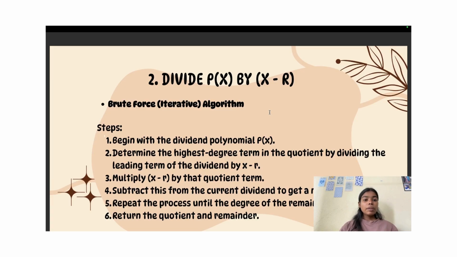This is polynomial long division. We will divide the highest term by x minus r, multiply and subtract from P(x), and repeat until the degree of the remainder is less than 1. This gives the quotient and remainder.